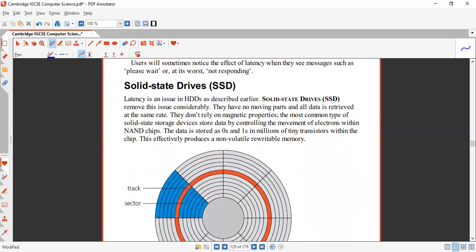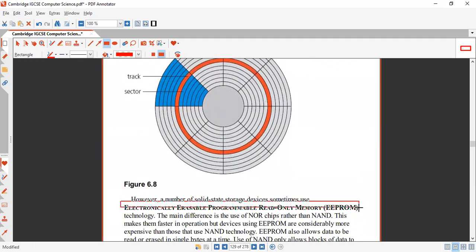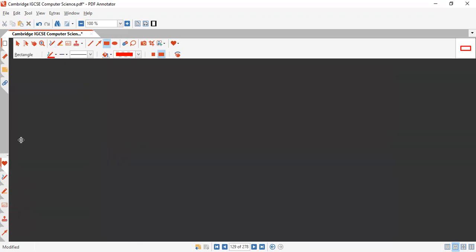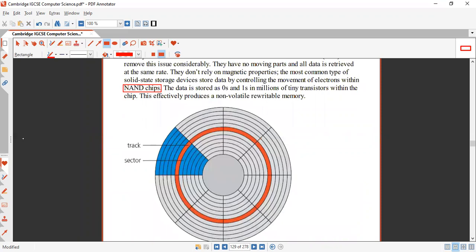Now, the SSD is the solid state drive, and they basically utilize NAND chips, or EEPROMs. We have studied EEPROM, but we haven't studied NAND chips. We will study NAND chips when you do paper 2, the Boolean logic. Here, the data is stored in the form of sectors and tracks. Now, there is direct access to the data.